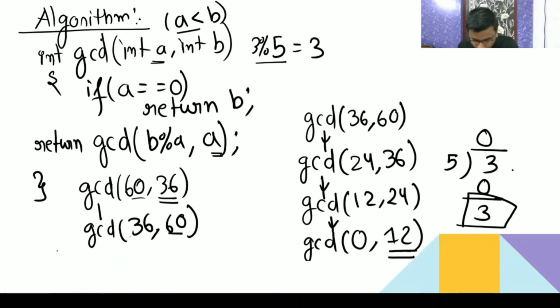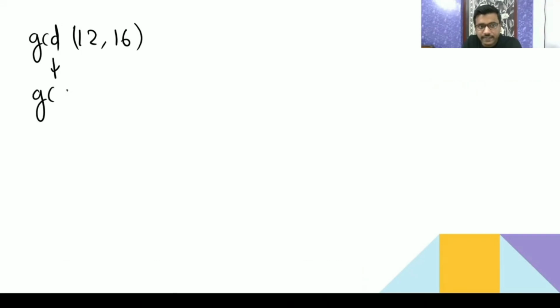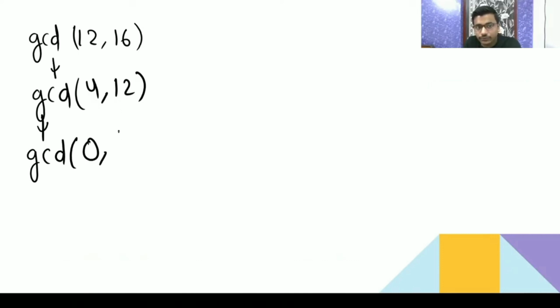Now Madhura has asked me to take one more example. So take 12 and 16. The greatest common divisor of this is 4. GCD of 12 and 16. Now this is smaller. A is not equal to 0. So 16 mod 12 is going to be 4, because B mod A is 4, this is going to be 12. Now GCD: 12 mod 4 is going to be 0, because remainder is 0, and 4 will be here. So GCD is going to be 4.